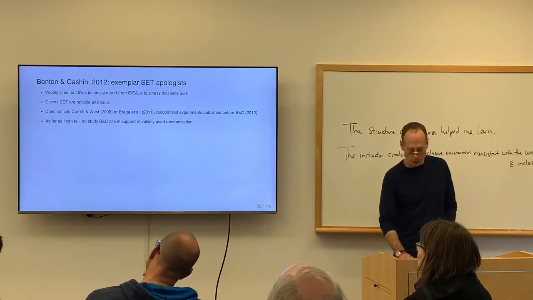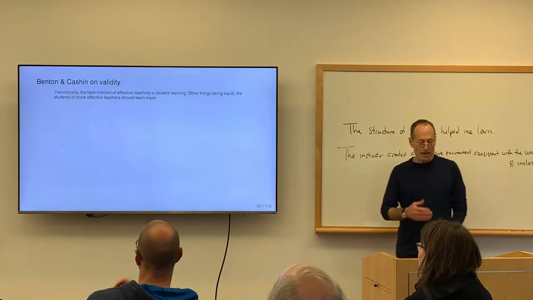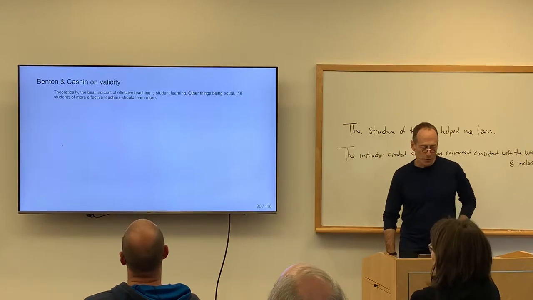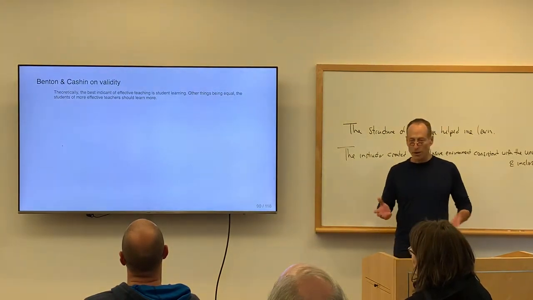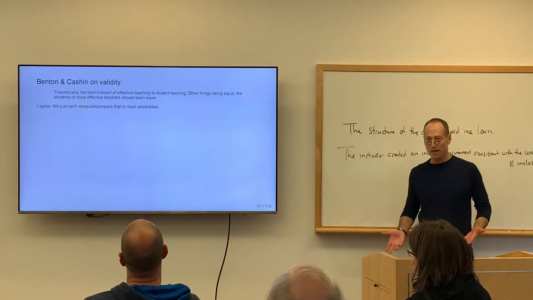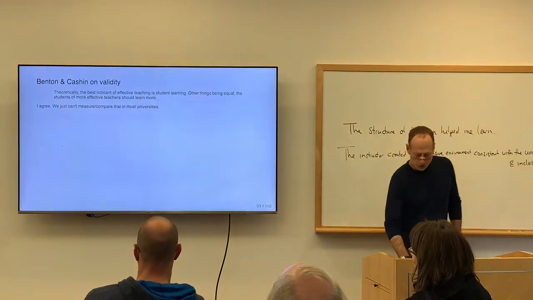They didn't cite anything that used randomization that I could, as far as I could tell. They do say that theoretically the best indicator of effective teaching is student learning. Other things being equal, the students of more effective teachers should learn more. I completely agree. It's just that I don't think we can measure that. And we'll talk about what we might actually be able to measure.